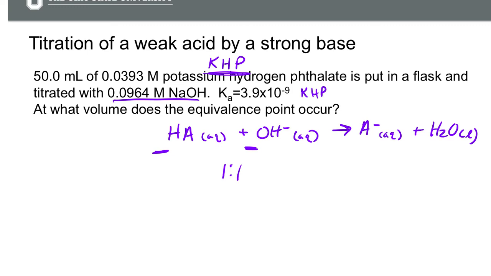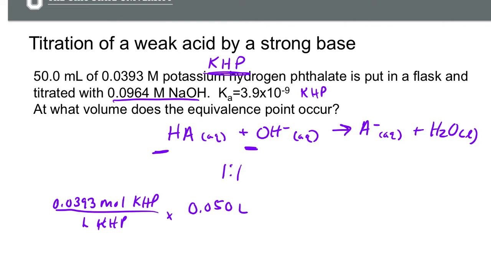All right, so I'm going to start out with my concentration of KHP. So 0.0393 moles of KHP per liter of KHP. We're going to multiply by the volume, 0.05 liters. We have 50 milliliters of that.